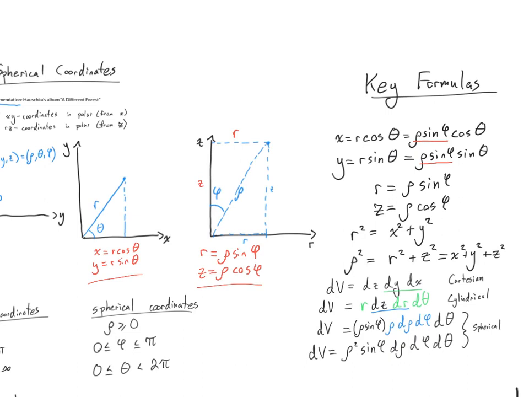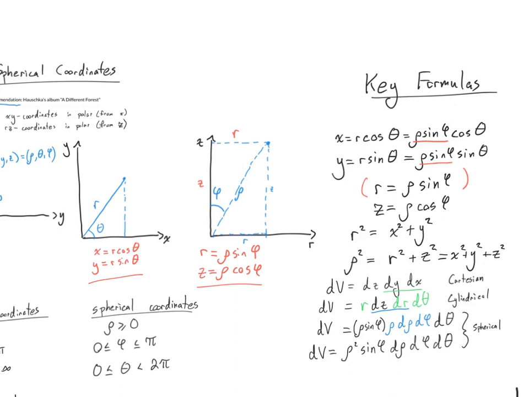It's convenient to use this substitution. r is rho sine phi. You'll use it when you're going back and forth between spherical and cylindrical coordinates and kind of when you're interpolating them. z is now just rho cosine phi. There's no additional theta component in there. It didn't matter.